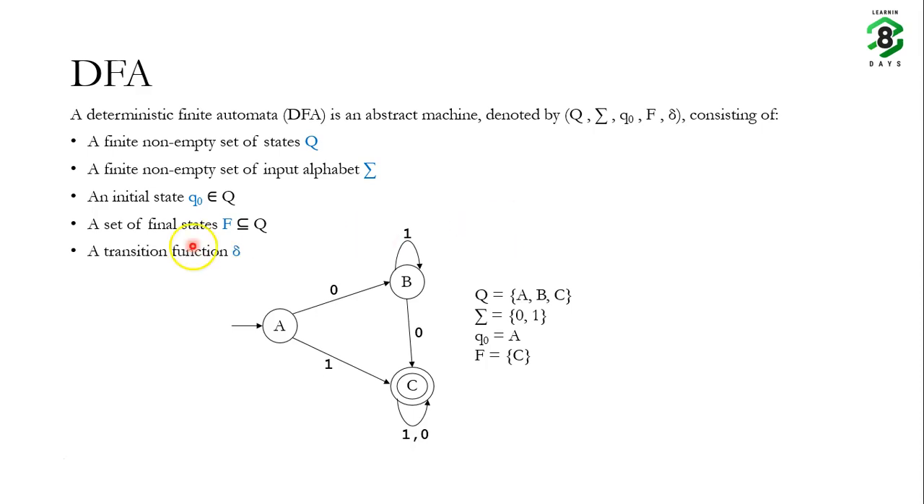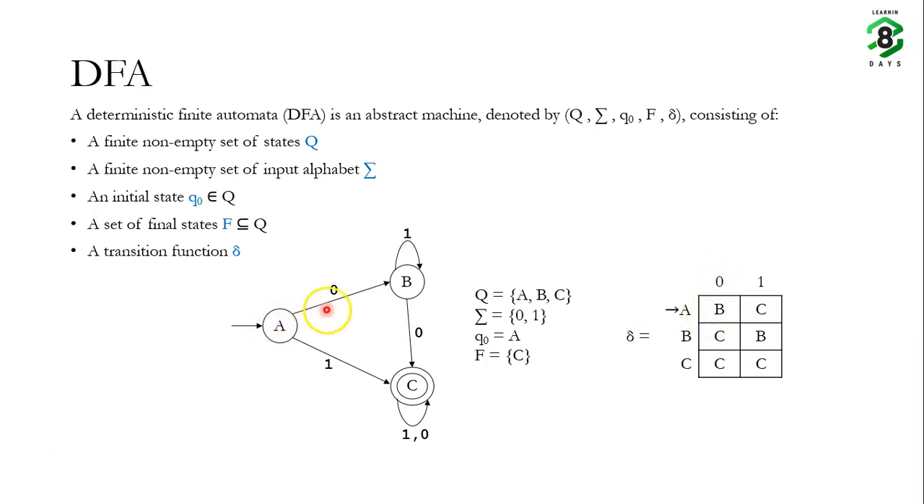Then we have a transition function delta, which tells us, given a current state and the input, to which state this machine should go. For example, in this machine, the transition function delta can be represented by this table. Here are the states A, B and C, and here are the input symbols 0 and 1. So what this table tells us is that if the machine is in state A and it receives an input 0, it will go to state B.